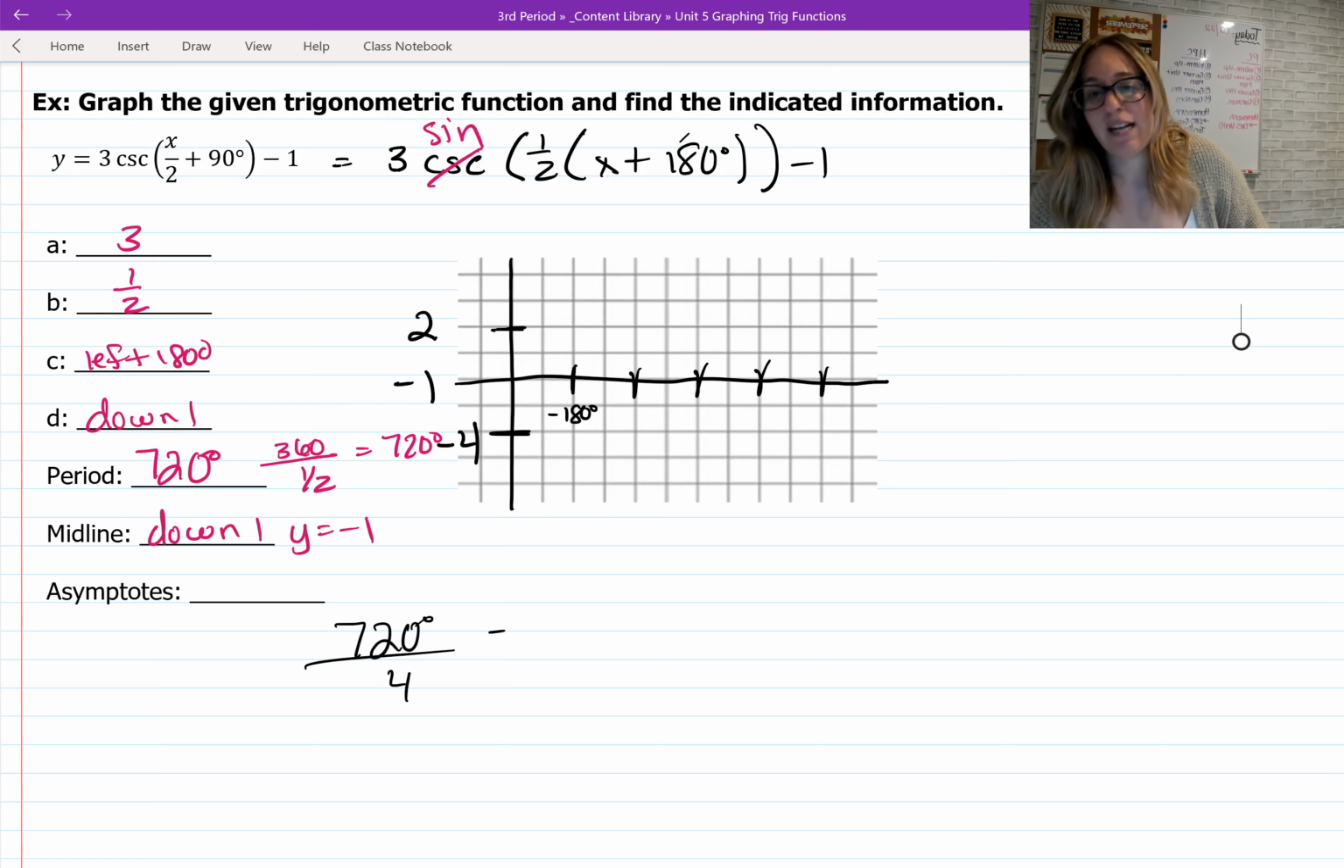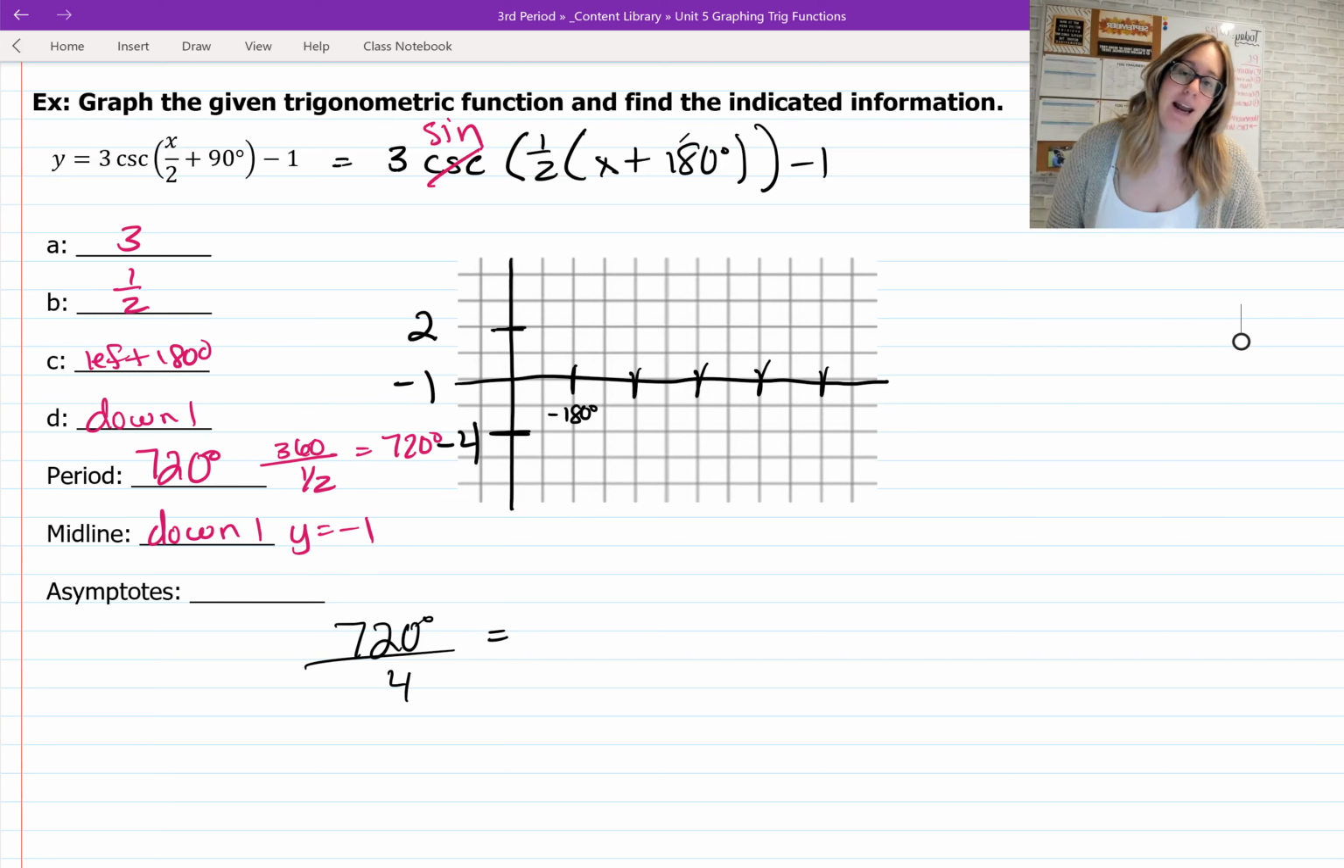All right, so 720 divided by 4 is going to equal 180. So that means from my starting point of negative 180, if I add 180 each time, it will give me the points that I need for my graph.